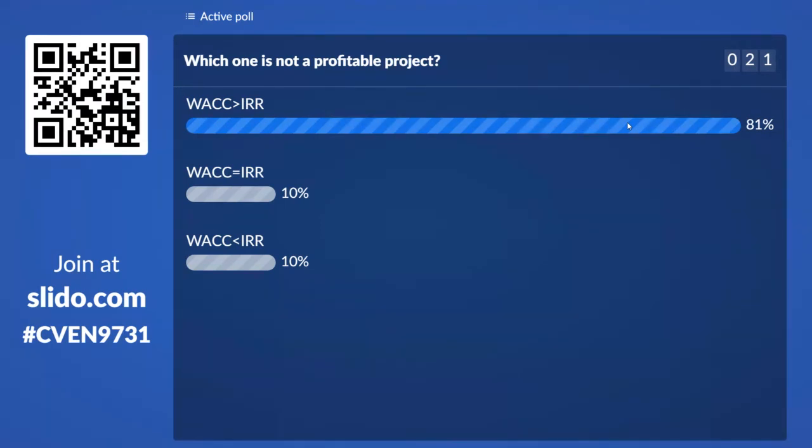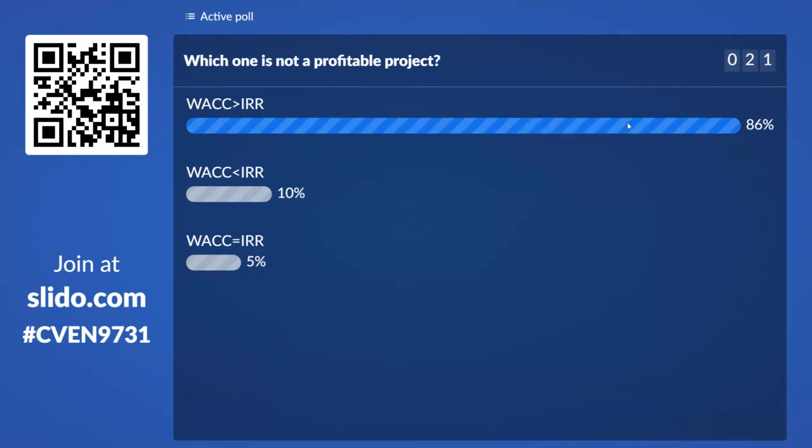But on the other hand, as we mentioned, we want to have the highest internal rate of return. So you want to minimize the weighted average cost of capital and maximize your internal rate of return. So this is going to be the best scenario for the profitability of the project. Okay, any question?